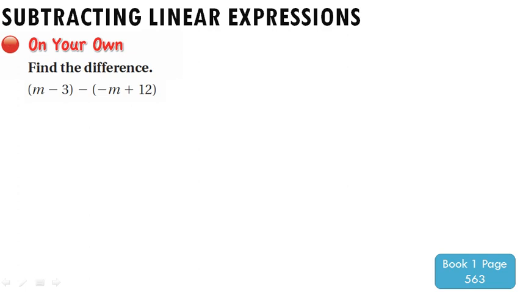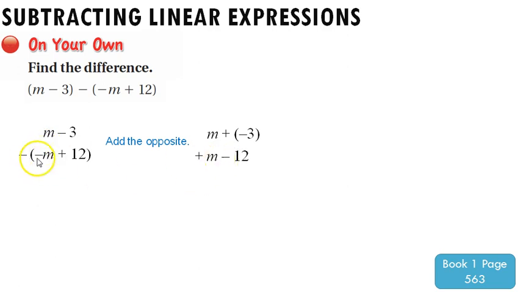Welcome back. Let's stack these vertically with the first quantity minus the second quantity. M minus 3 minus negative m plus 12. We're going to rewrite it as add the opposite of the first term on top as well as the second term on the bottom. So the first top part, m minus 3, will become m plus negative 3. And the bottom one, we're making the opposite of everything inside from this first minus sign. So instead of subtracting, we'll be adding the opposite of negative m, which is m, and the opposite of plus 12, which is minus 12.